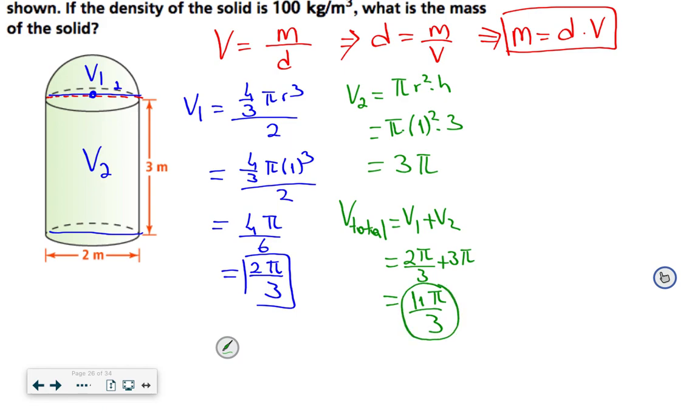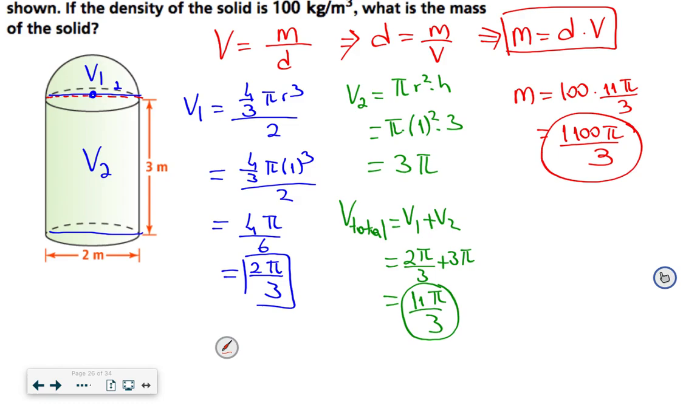I found the total volume, and I know the density. Substitute to be able to find the mass. The mass is 100 times 11 pi over 3. From here, 1100 pi over 3 is your mass. This is the answer.